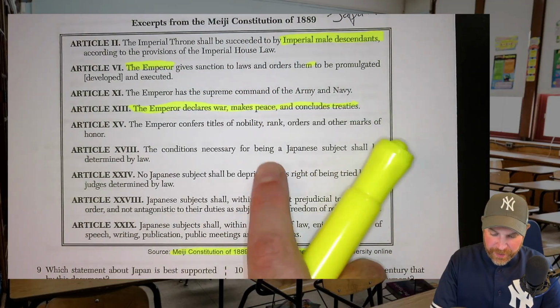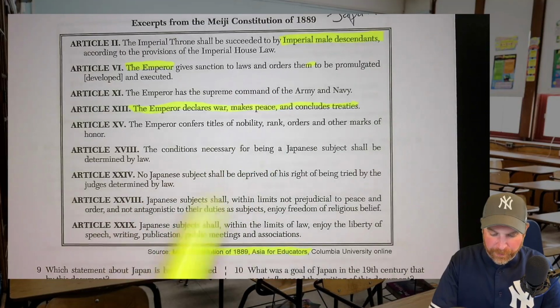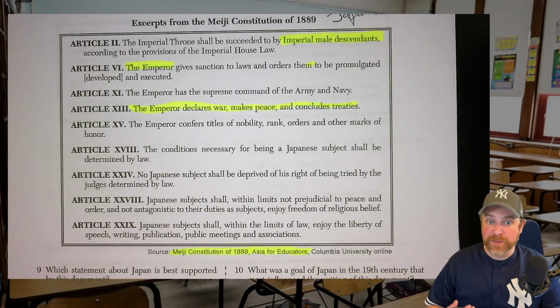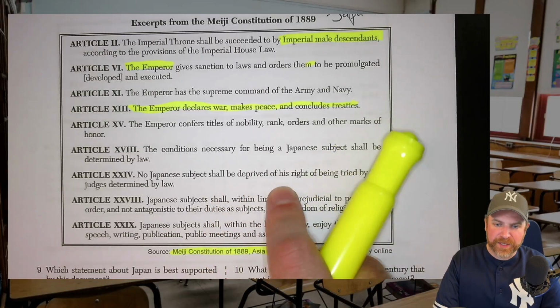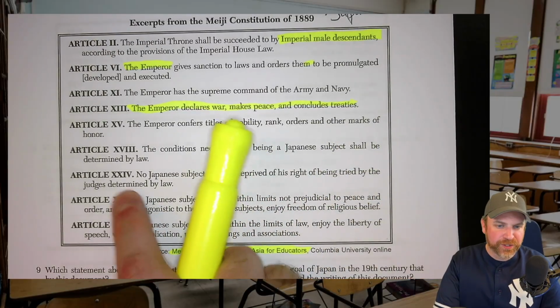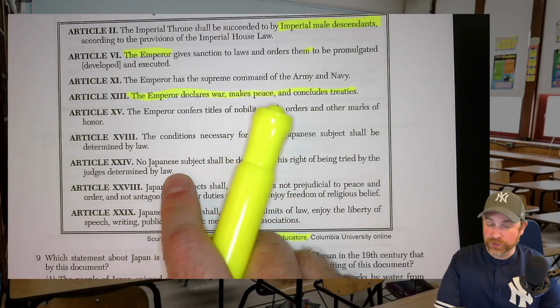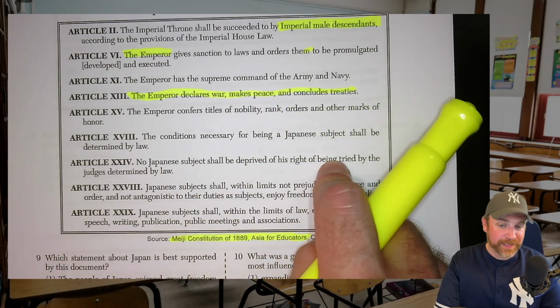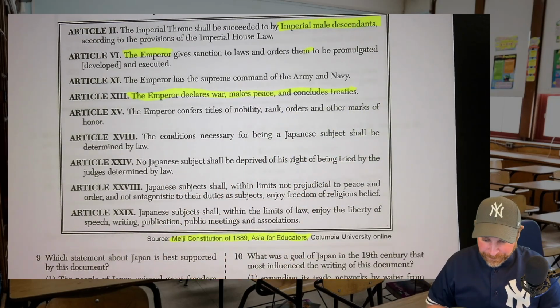The conditions necessary for being a Japanese subject shall be determined by law. So the Japanese will determine who could be a citizen and who will not be able to be a citizen. No Japanese subject shall be deprived of his right of being tried by the judges determined by law. So you have the right to a trial if you're accused of a crime. That sounds a lot like the American Bill of Rights, right?